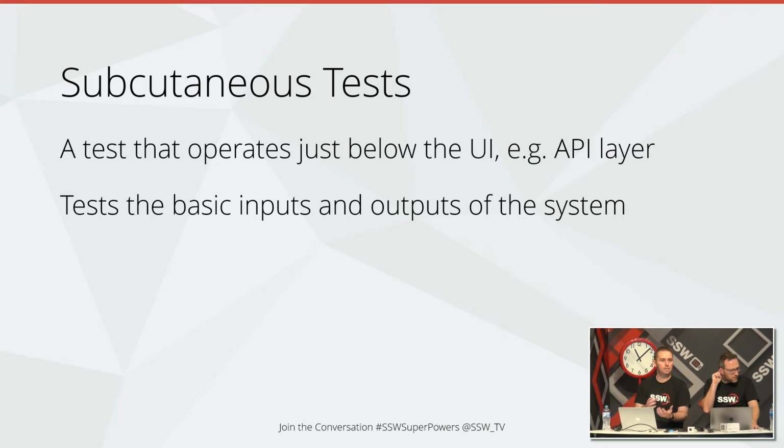Now with subcutaneous tests, our goal is to test the basic inputs and outputs of the systems. So we want them to be simple, we want them to be easy to write, and we want them to not test too much. So for example, if we wanted to test that we could get a customer back from the API, we're going to make an API request, we're going to pass in a customer ID, and we'd expect to get back a customer DTO, okay?